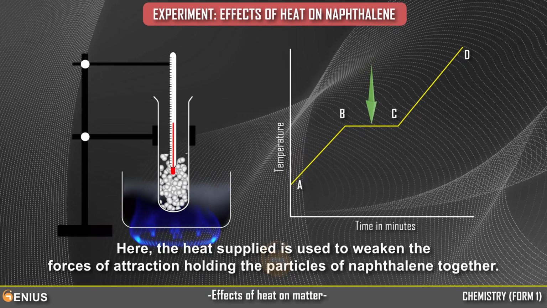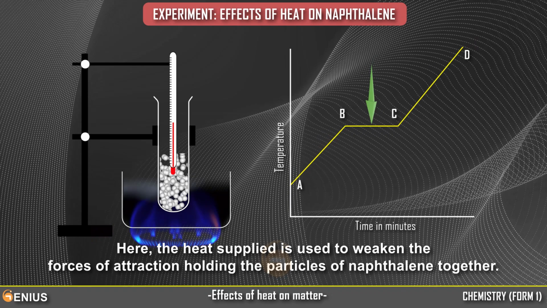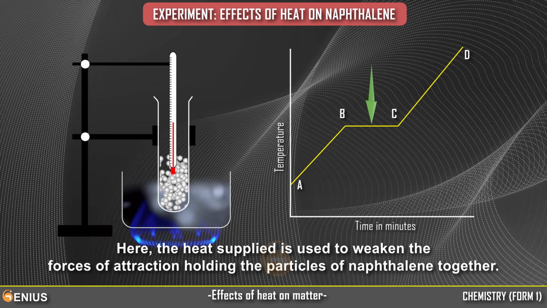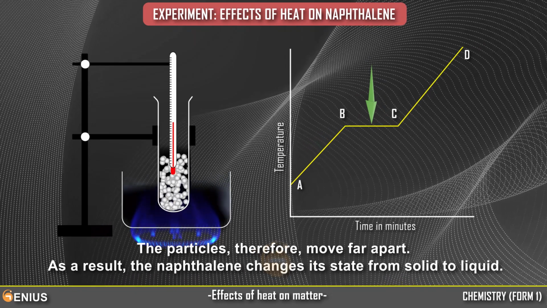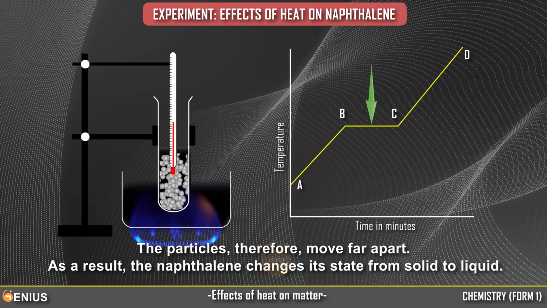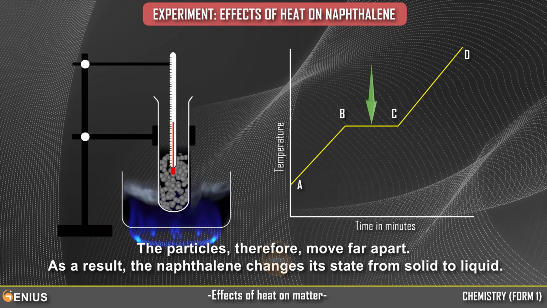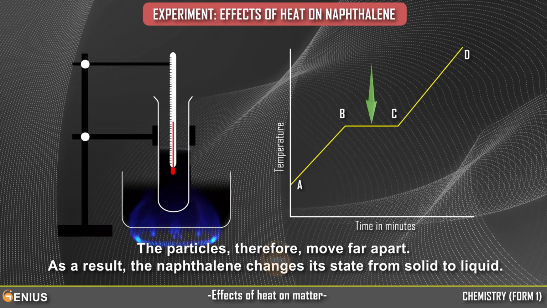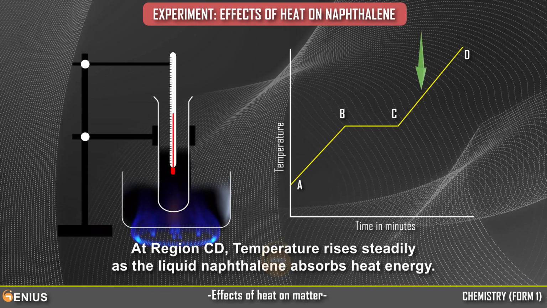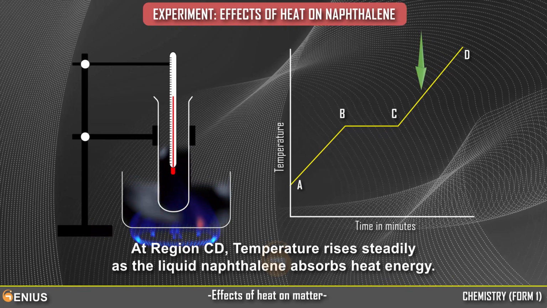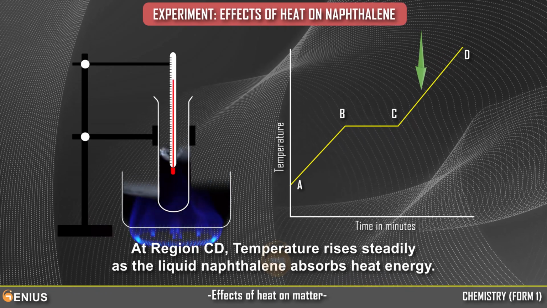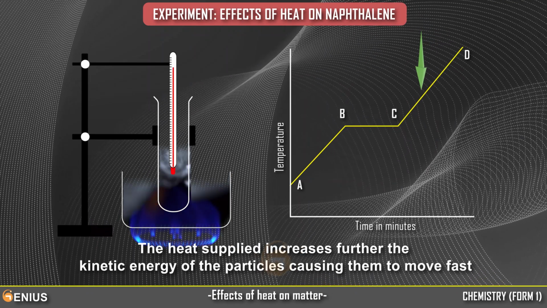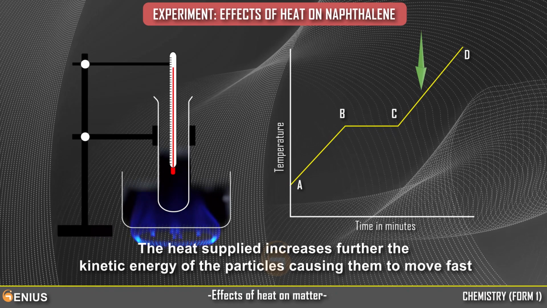Here, the heat supplied is used to weaken the forces of attraction holding the particles of naphthalene together. The particles, therefore, move far apart. As a result, the naphthalene changes its state from solid to liquid. At region CD, temperature rises steadily as the liquid naphthalene absorbs heat energy. The heat supplied increases further the kinetic energy of the particles, causing them to move fast.